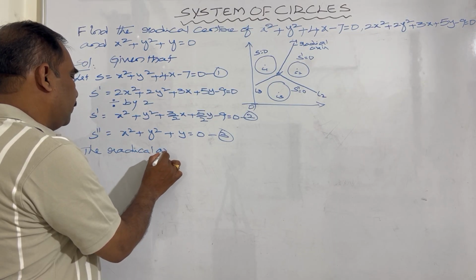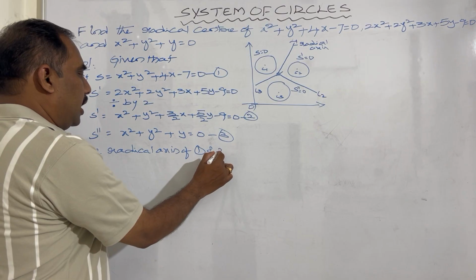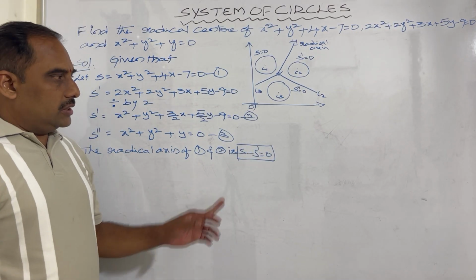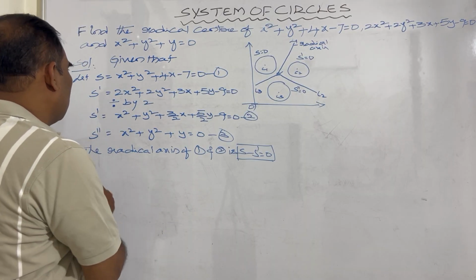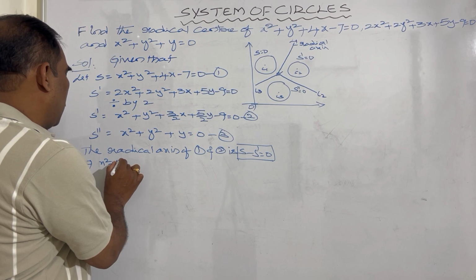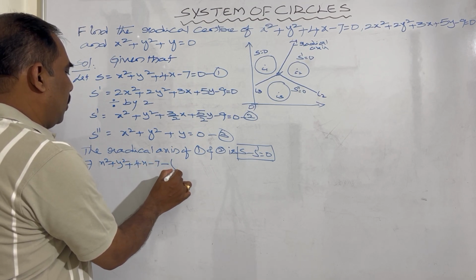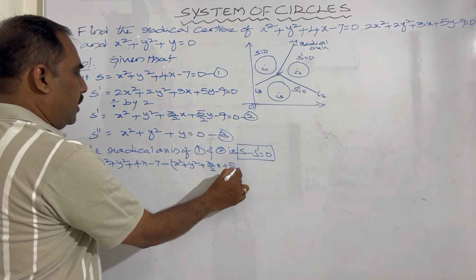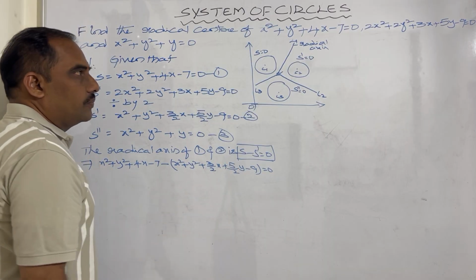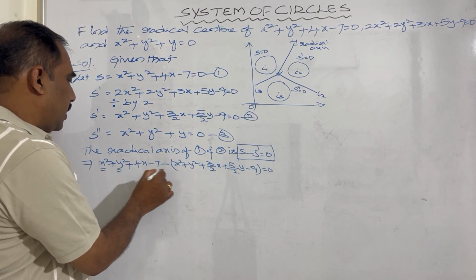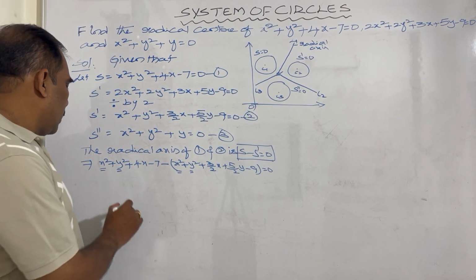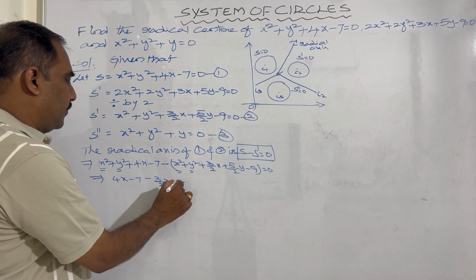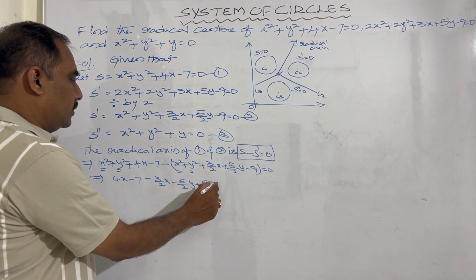The radical axis of 1 and 2 is S minus S dash is equal to 0. The radical axis of 1 and 2 is what? S minus S dash is equal to 0. Now S is x square plus y square plus 4x minus 7, minus S dash, which is x square plus y square plus 3 by 2 into x plus 5 by 2 into y minus 9, is equal to 0. Here x square, y square, minus x square, minus y square get cancelled. So we get 4x minus 7 minus 3 by 2 into x minus 5 by 2 into y plus 9 is equal to 0.